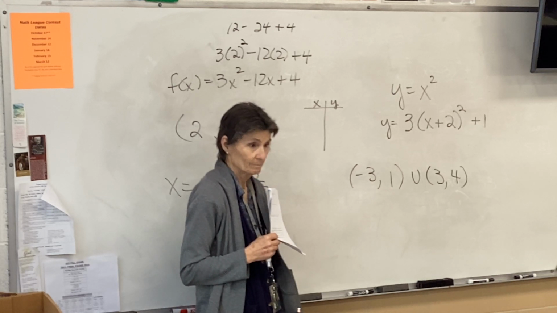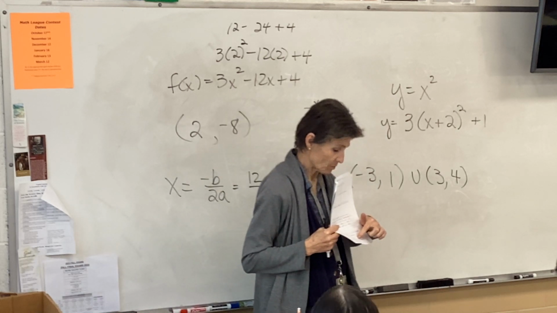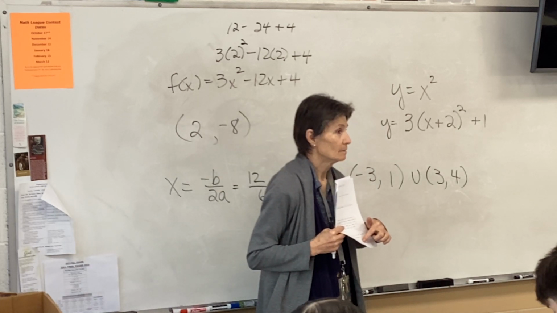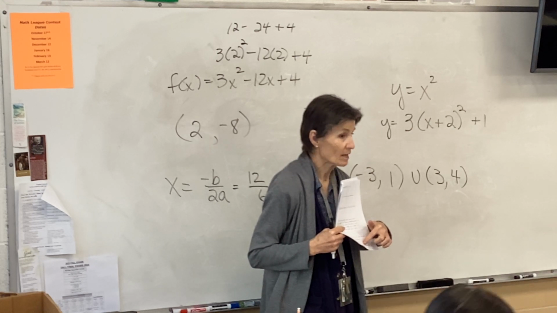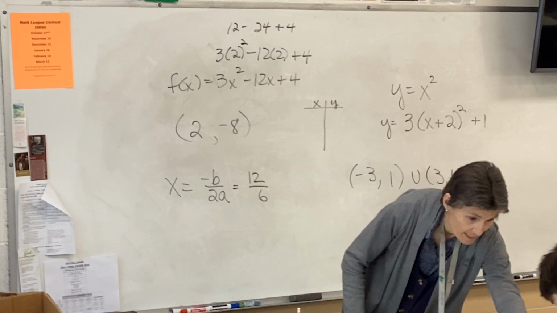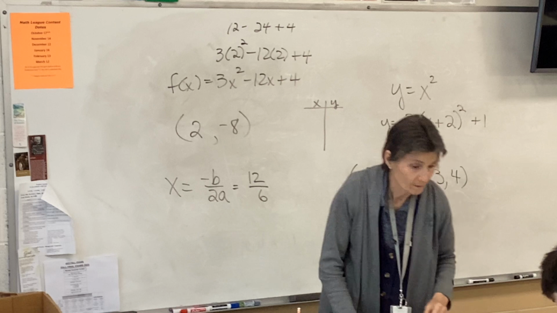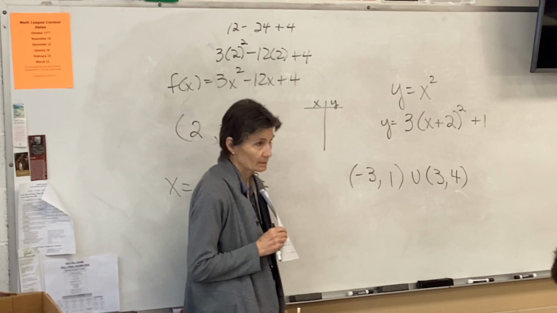What's the x value of that top point? 4. The x value is 4. We're labeling the x values. That x value is -3. This x value is 4. Label your x-axis if you can't figure it out.